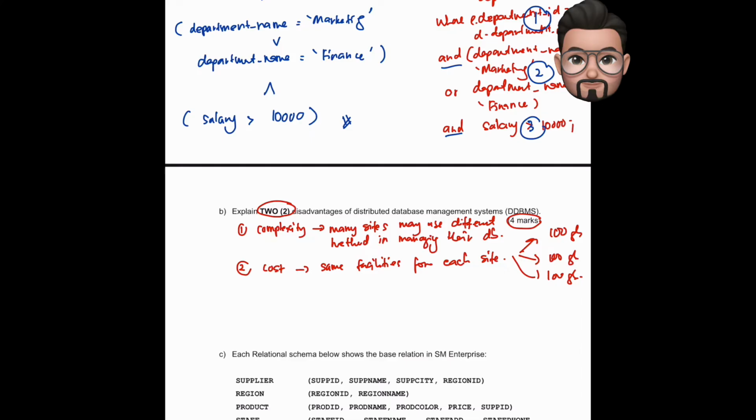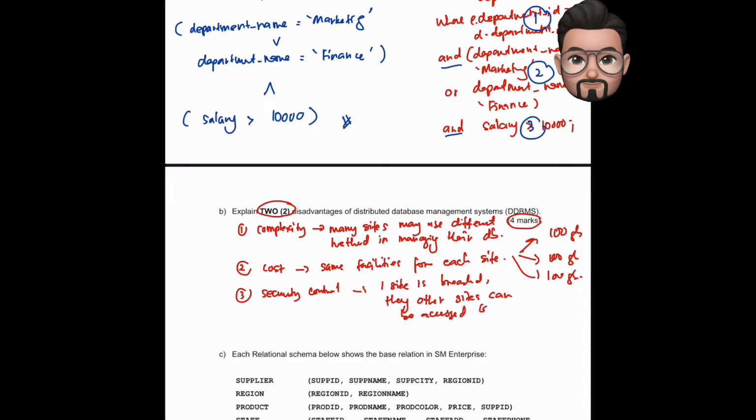Then the third one is about security control. When we talk about security control, if one site is breached, then the other site might be or can be accessed by the intruders.